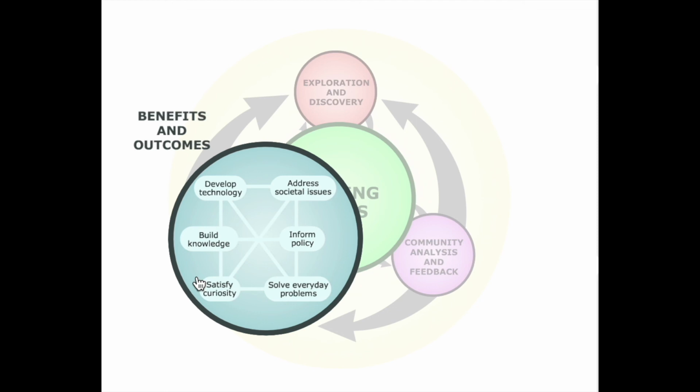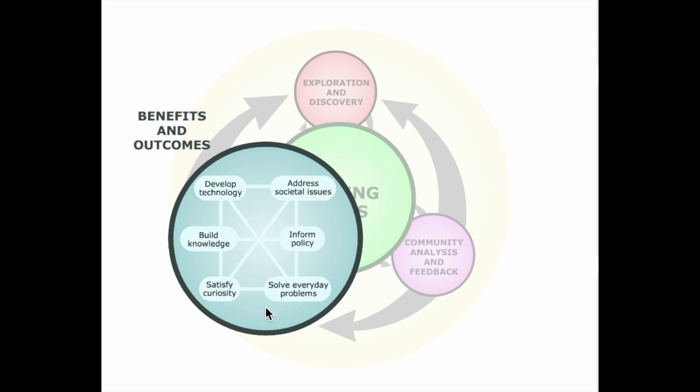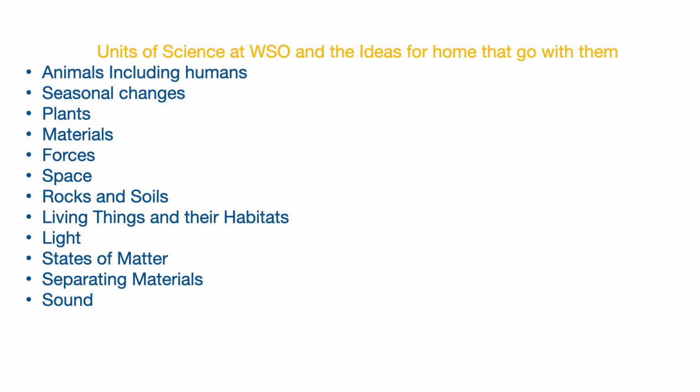And finally, we look at the benefits and outcomes. We will mostly be focusing on building knowledge, satisfying curiosity, and solving everyday problems. We've solved the age-old problem: what makes the best porridge? We've satisfied the curiosity of your child by being able to perform this investigation, and we've built knowledge. They understand the scientific investigation process a lot further, and also have built on their understanding of honey.